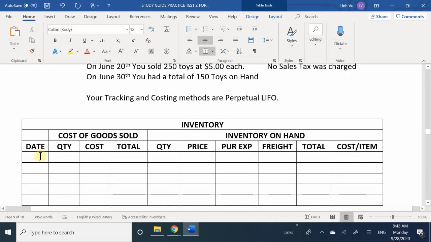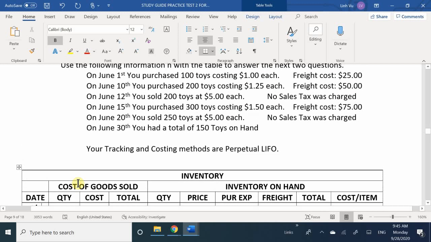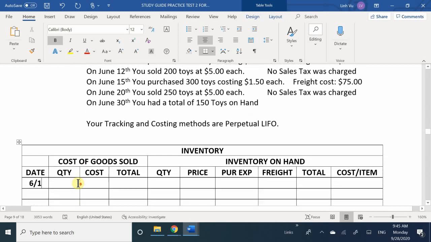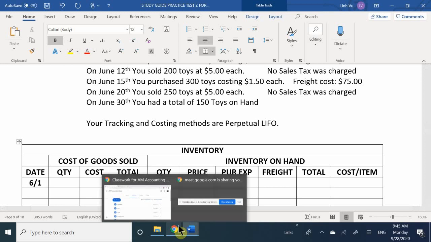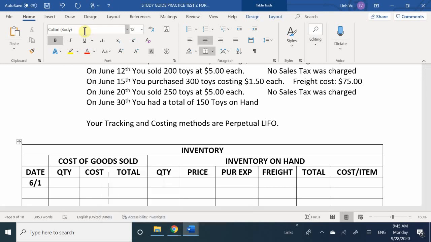Good. So, go ahead. What was that? So, we're going to skip all this. Okay, so inventory on hand is going to be 100 items, and it cost me $1 each. And my freight was $25. Okay, so what was my purchase expense here?